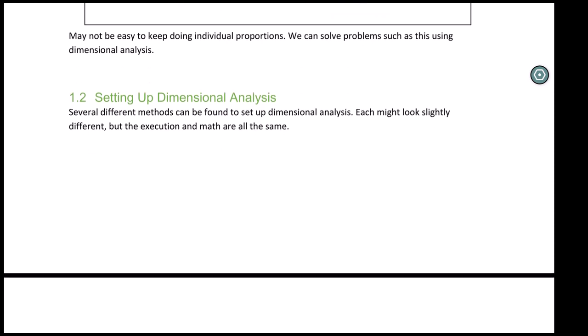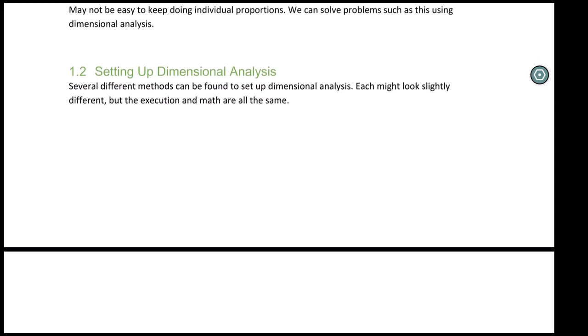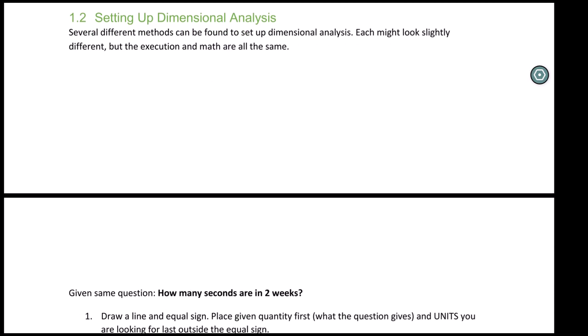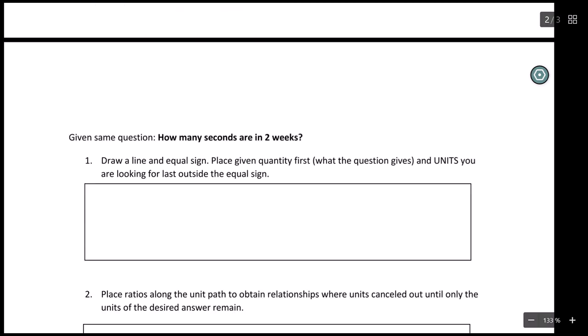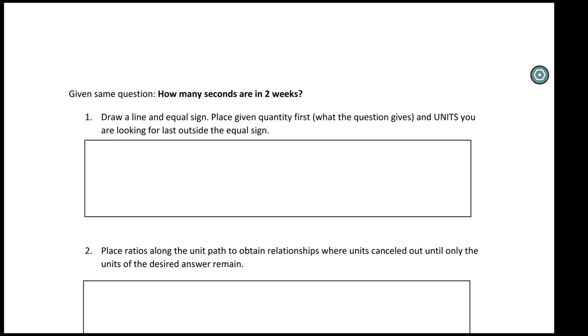So let's talk about how we set up dimensional analysis. Now, if you look at dimensional analysis, there's many different ways to do it, but they all ultimately end up with the same thing: just a string of ratios, and you're canceling units. So I'll show you one way that I like to set them up. The first thing you do, here in part 1, is you draw a line with an equal sign. So here's a line. This is going to be a really big fraction line. You have an equal sign.